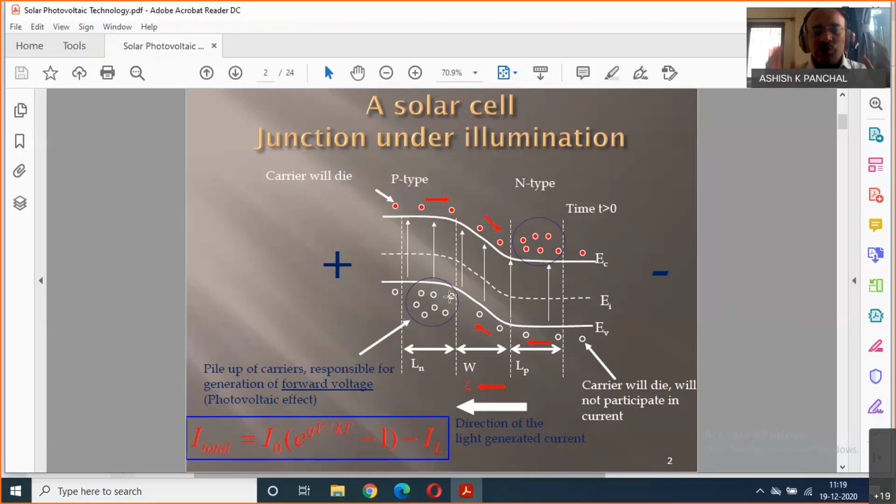So as the water flows from higher to lower energy level, most of the electrons leave empty spaces, which are holes. For holes, the energy scale is reversed: this direction is the high energy level for holes and this is the low energy level for holes. Due to the light, electrons jump and pile up on the N side, and holes pile up on the P side.